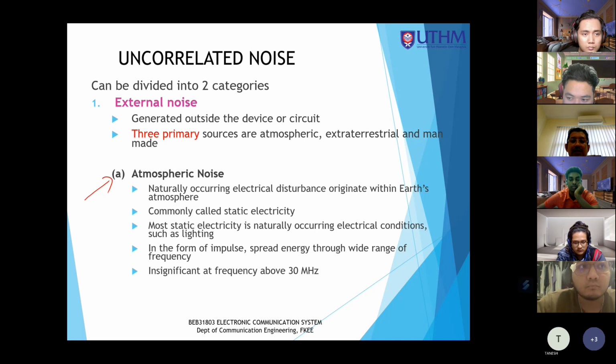So atmospheric noise ini adalah disebabkan electrical disturbance originating within the atmosphere. So commonly called the static electricity. So most static electricity is naturally occurring electrical conditions such as the lightning. Okay, dan noise ini adalah insignificant untuk frekuensi di atas 30 MHz. Okay, kalau bawah 30 MHz, atmospheric noise ini adalah significant berbanding dengan frekuensi signal yang lebih tinggi.